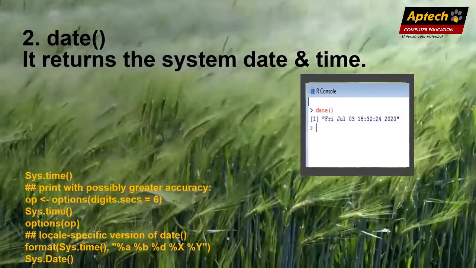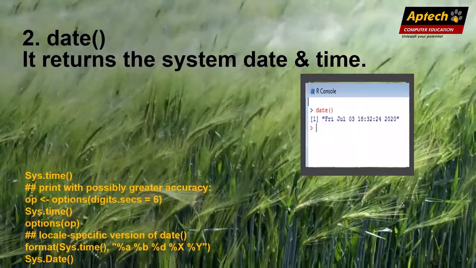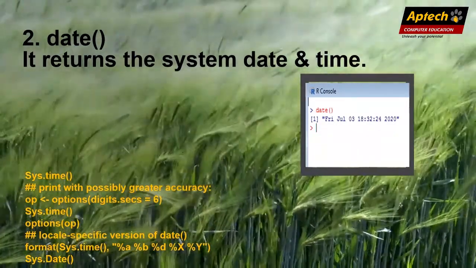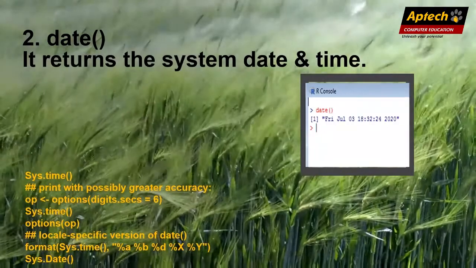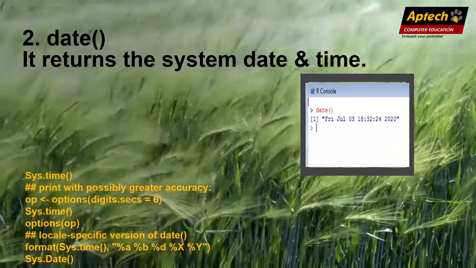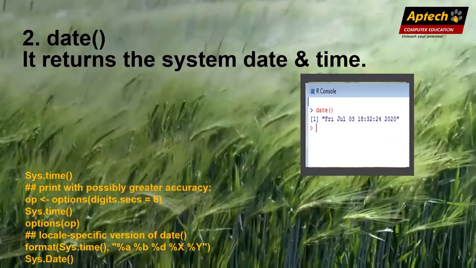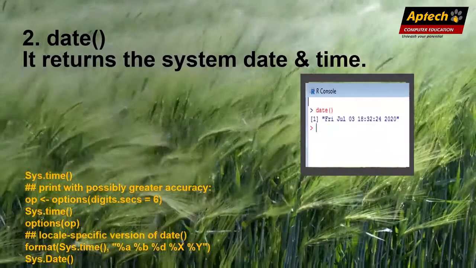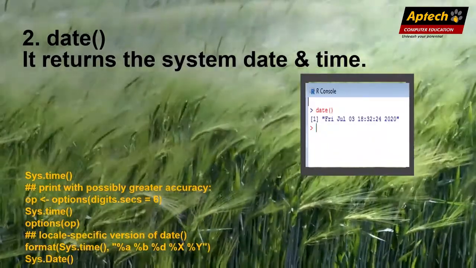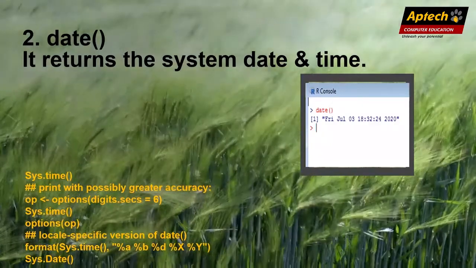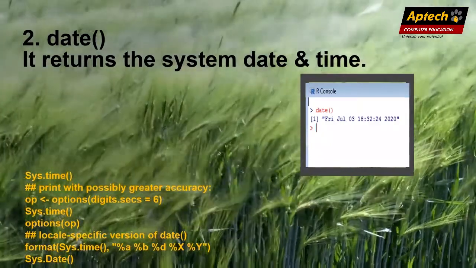Another function is just date. There we saw it was Sys.Date where S was capital and D was capital. Here it's only date, so the d should be small. It returns the system date and the time altogether. So see the example, it returns Friday, then July 3, and the timing and then year. Here I have used the same format which I have explained earlier.